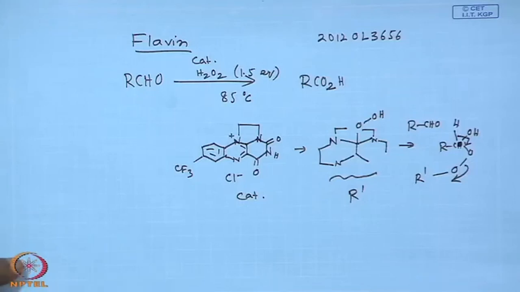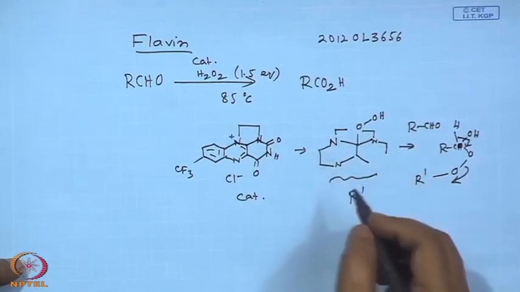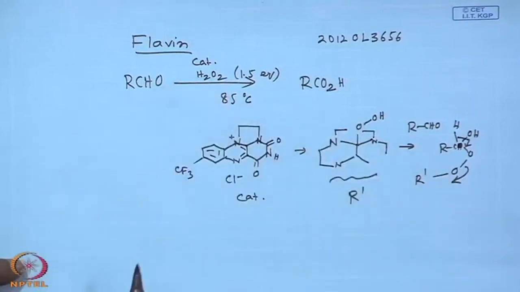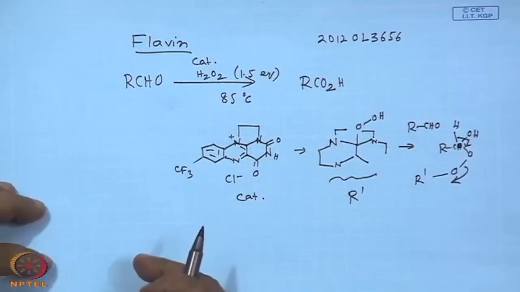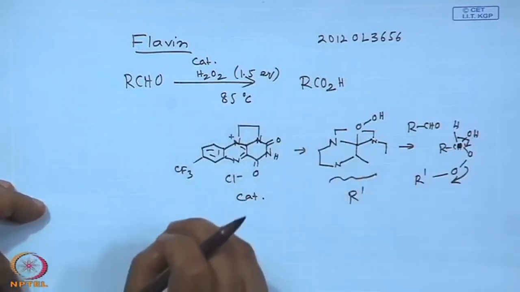So oxidation is done again, and then under the reaction conditions it can be recycled to the corresponding chloride. The reaction condition is basically this HCl. But our topic, this is a nice example of a heterocycle being used as a catalyst for the oxidation of organic compounds.